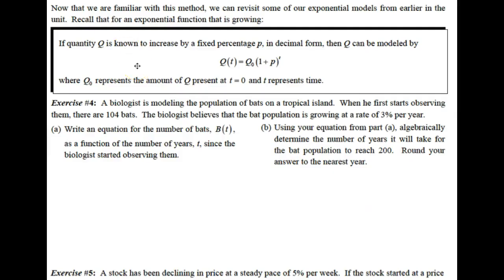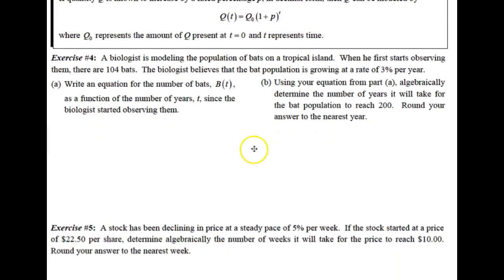Now we're familiar with this method, we can relook at exponential models. So if the quantity is increased, remember we talked about this, it's always Q of t is equal to Q of 0 times 1 plus p to the t. So Q of 0 represents the amount, t is the time. So this looks just like exponential growth. It says, a biologist is modeling the population of bats on a tropical island. When he first started observing them, there were 104. He believed that they grow at a rate of 3% per year.